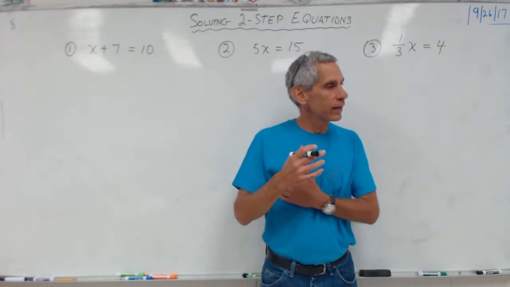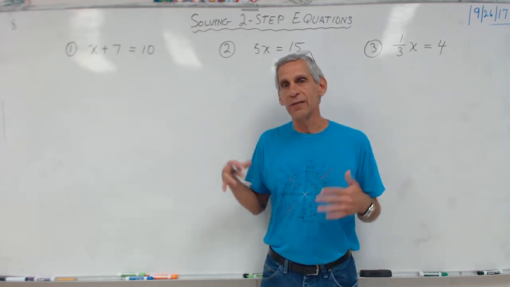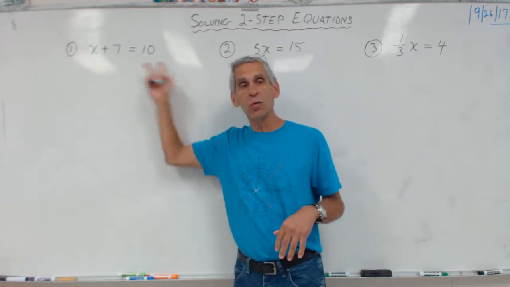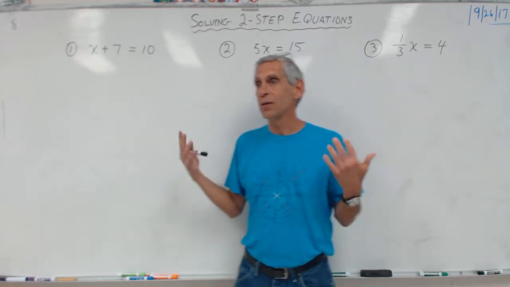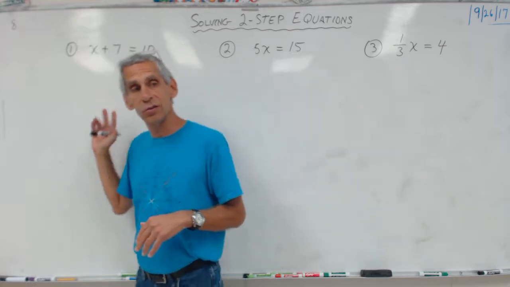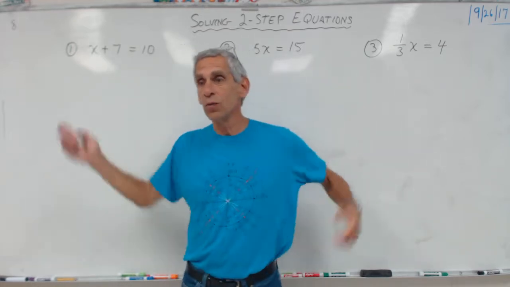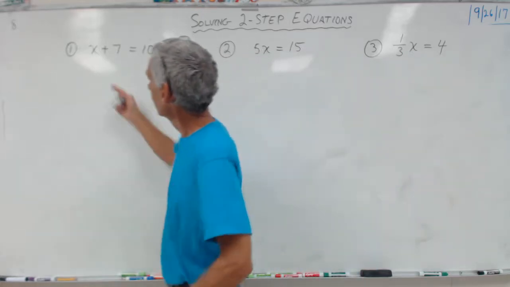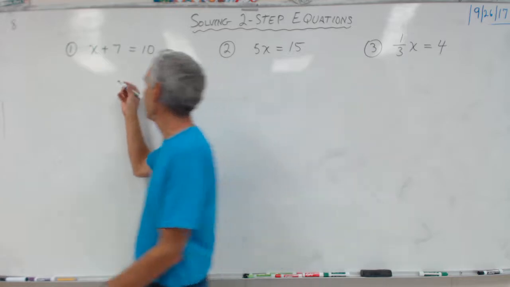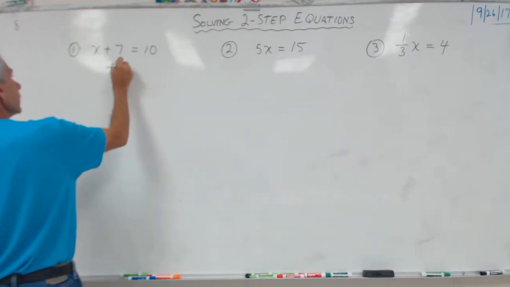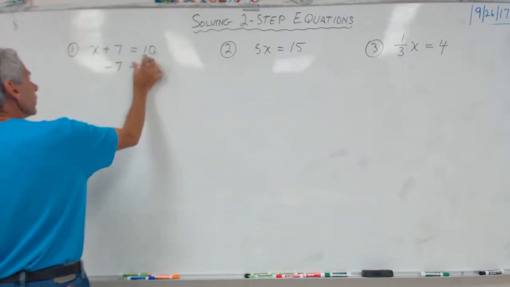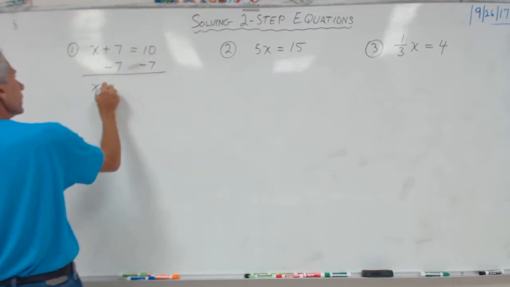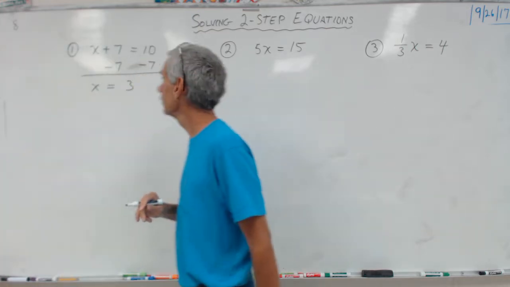Ironically, what we learned yesterday is the foundation of what we're going to do today. Knowing how to do the one steps is exactly what you need to know in order to do the two steps, because each step is one of these steps. So we remember we would subtract 7. Subtract 7, and then that gives me x is equal to 3, right?